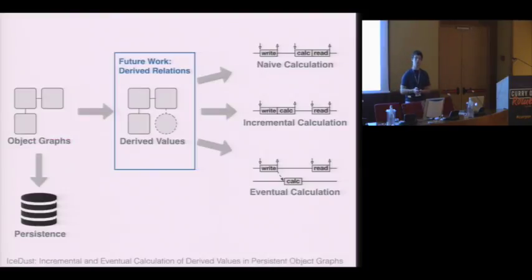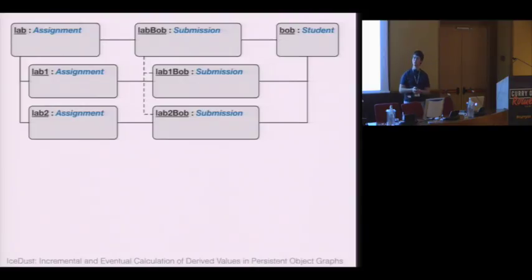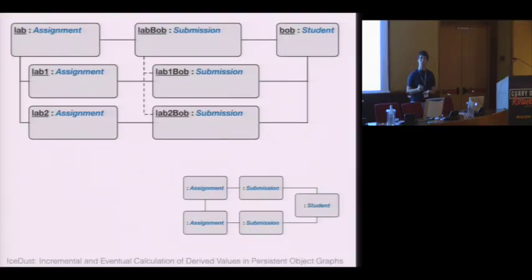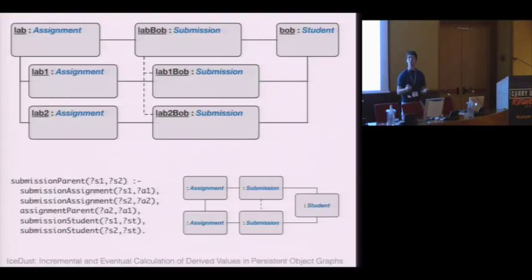Also in future work, we would like to increase the expressiveness of IceDust. So for example, in this, where we have the assignment tree and the submission tree and Bob, then we actually have redundant data. And the redundant data is a submission tree, because if we do a pattern match on the object graph, we can actually figure out that there's a parent-child relation between the submissions. And this is exactly what, for example, Datalog will do for you, or MySQL, but IceDust doesn't do this because we only do derived attributes and not derived relations.